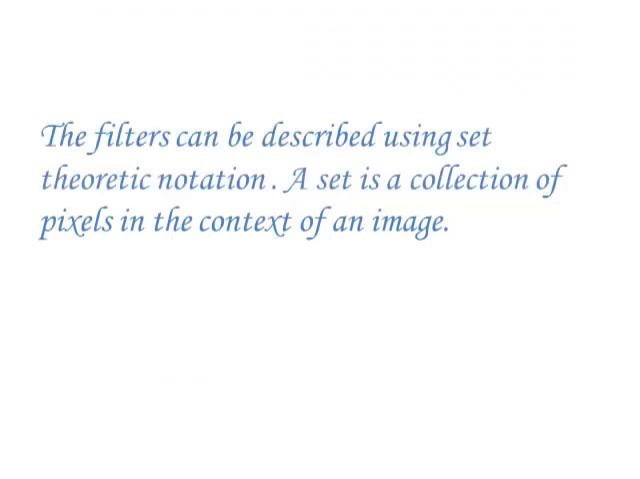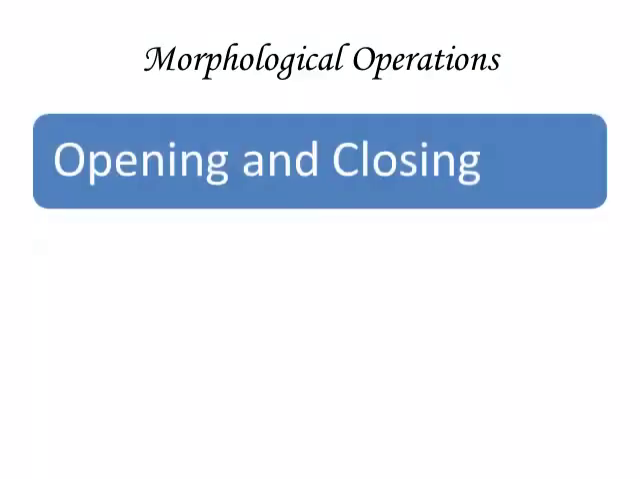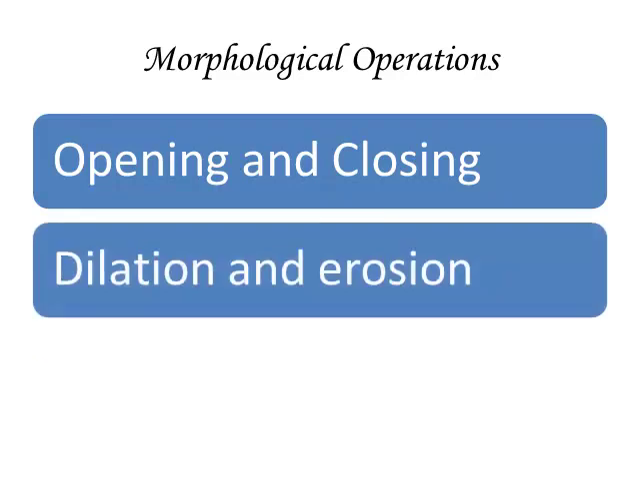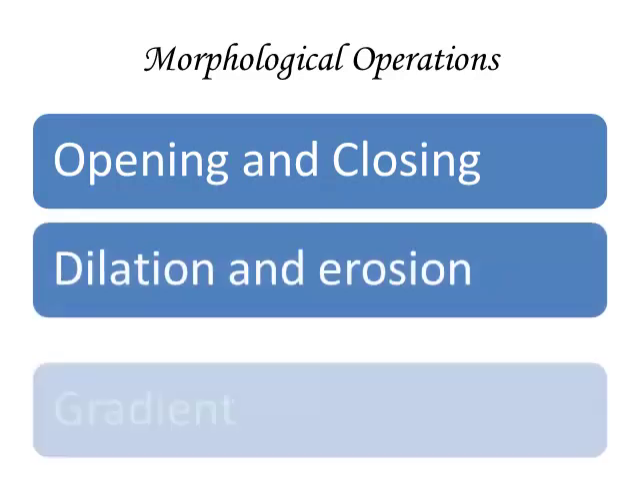The filters can be described using set theoretic notation. A set is a collection of pixels in the context of an image. Morphological operations are described as follows. They can be opening and closing operations, they can be dilation and erosion operations, and there are gradient operations.